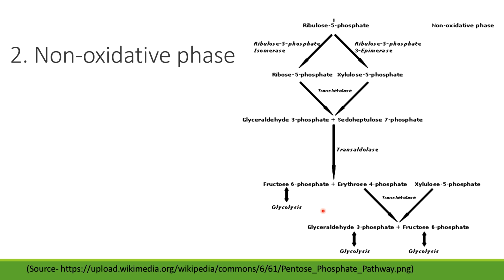The fructose 6-phosphate and glyceraldehyde 3-phosphate can enter glycolysis and can produce energy or can be redirected into gluconeogenesis depending upon the cell requirements. This phase is very important when there is a need for NADPH. When the cell needs high amount of NADPH, this will be taking place. But the requirement for ribose 5-phosphate as such is low, allowing the cell to recycle carbon skeleton efficiently.